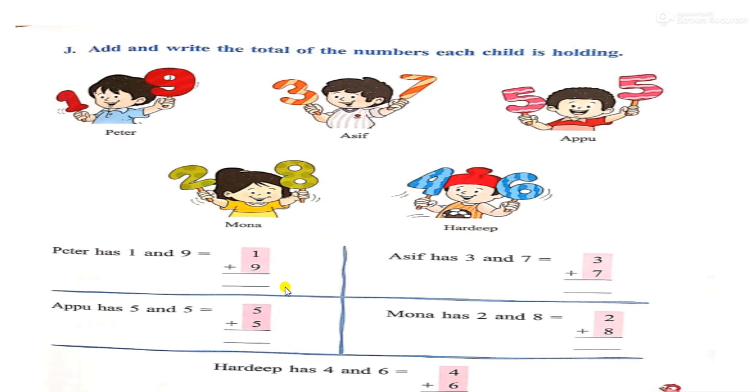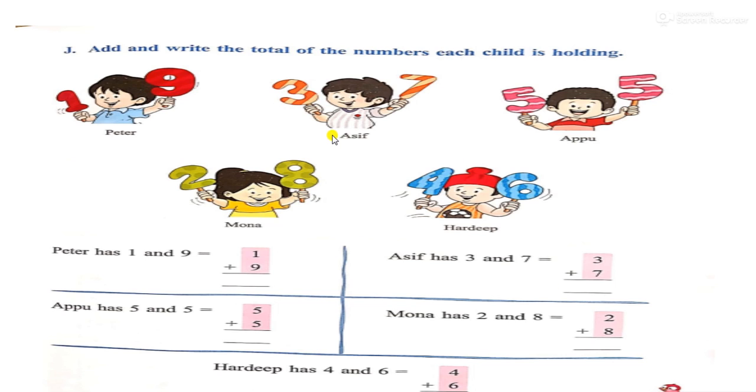1 plus 9 is equal to, what is the answer, students? Take 9 fingers. First you will take 9 fingers, then add the number 1. 9 plus 1 is equal to total how many? Yes, 10. The answer is 10.